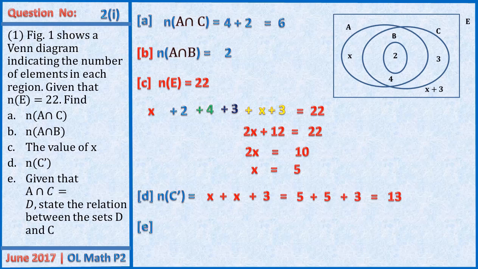E, given that A intersection C is equal to D, state the relationship between the sets D and C. So A intersection C, first of all, is the set having elements 2 and 4. So the relationship between the sets must be that D is a subset of C, because that region is a subset of C.